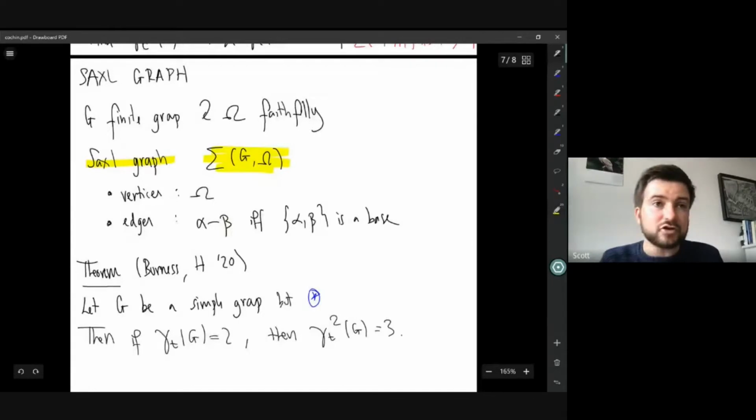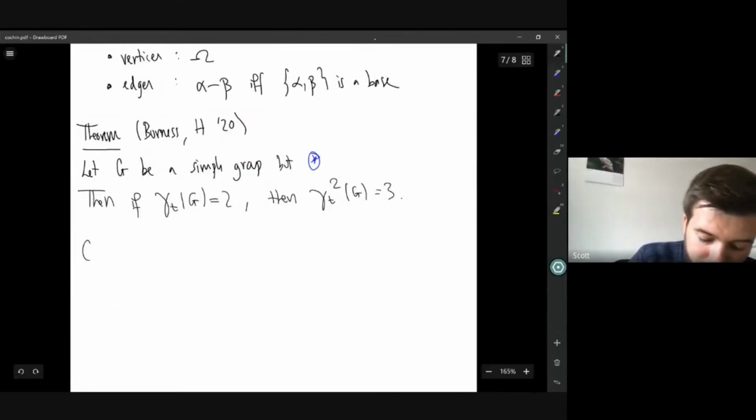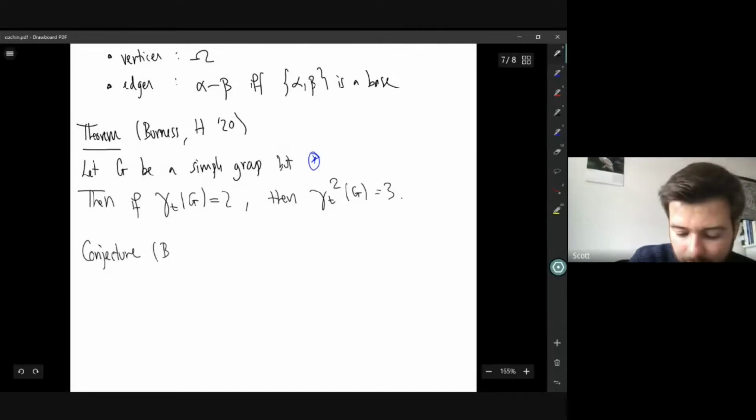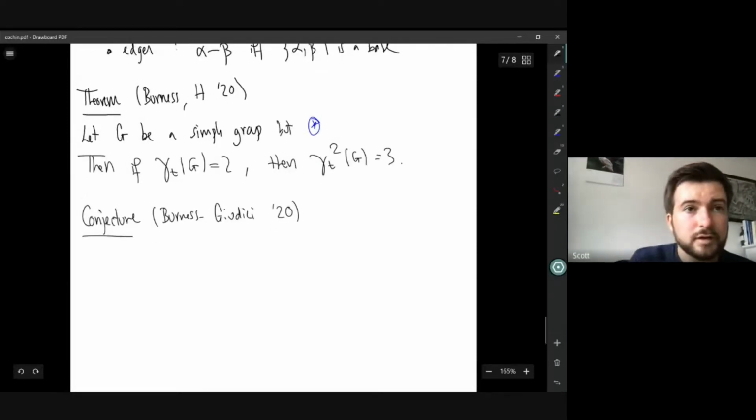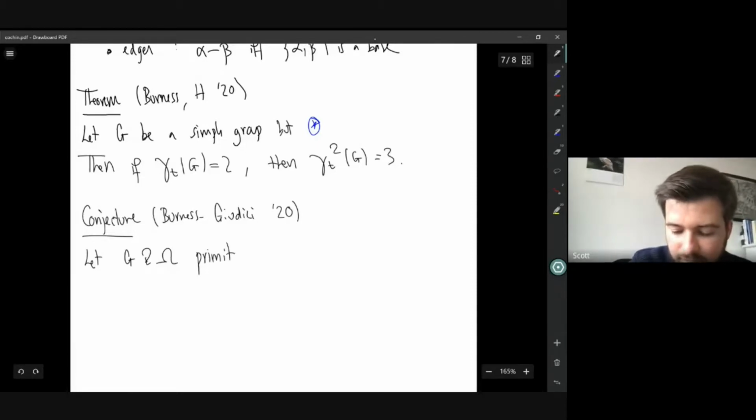And indeed, that's a conjecture. So let me conclude with this conjecture of Burness and Giudice, who introduced this graph in a paper that seems to have been published last year. So let G be any finite group, I'm not assuming it's simple, any finite group acting primitively on a set, and assume that it has a base of size 2.